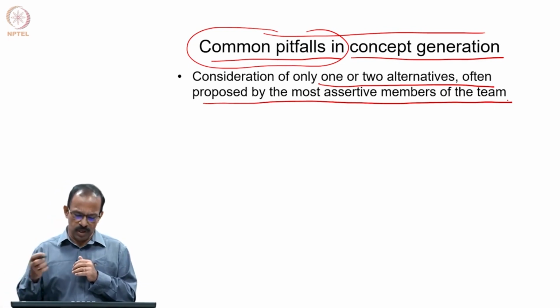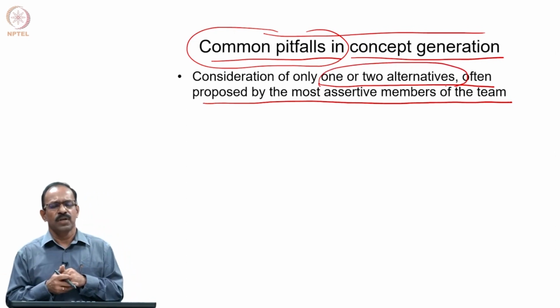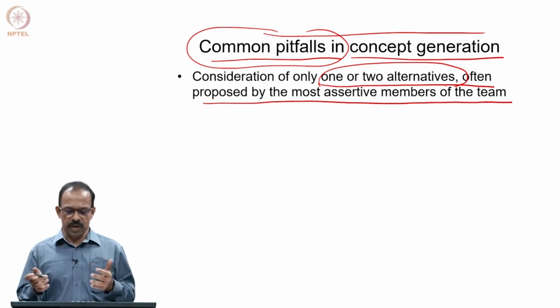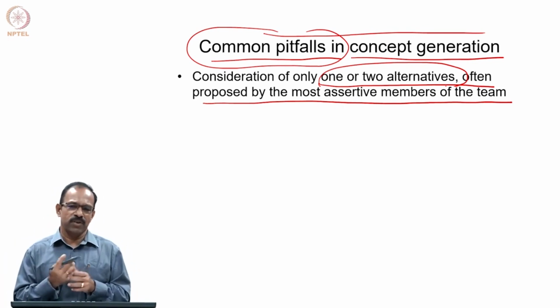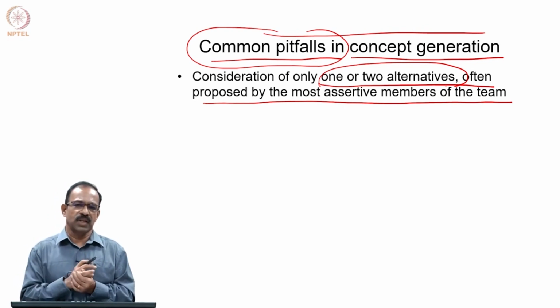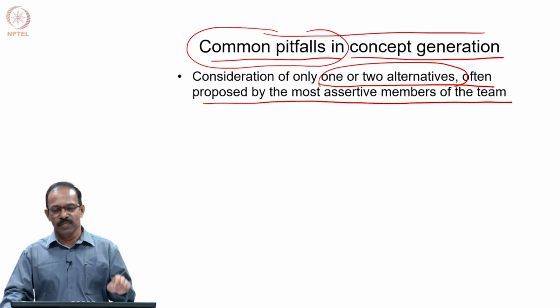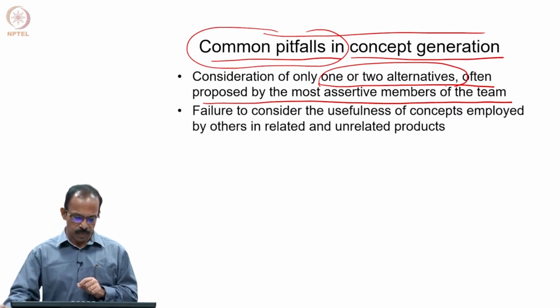You cannot have only very few ideas. You need to have a very large number of alternatives to start with, and this has to come from everyone. It is not only from the assertive member or a few members; everyone should be given a chance to come up with alternatives. So, whenever there is a need to develop concepts, make sure that you have a large number of alternatives to start with.